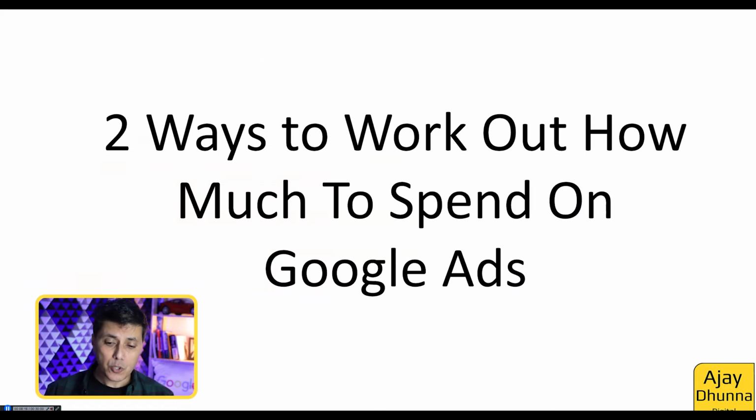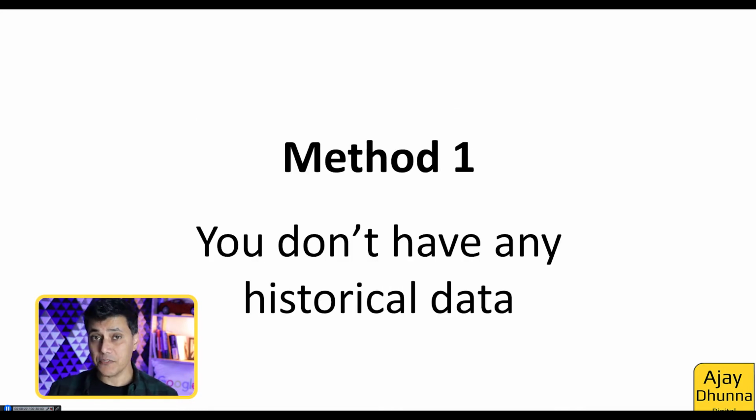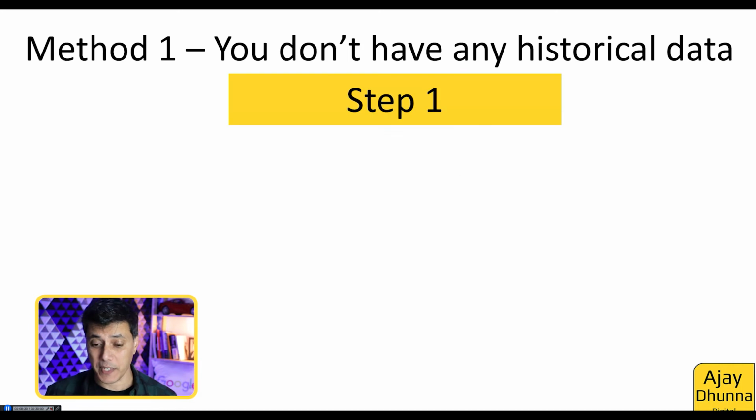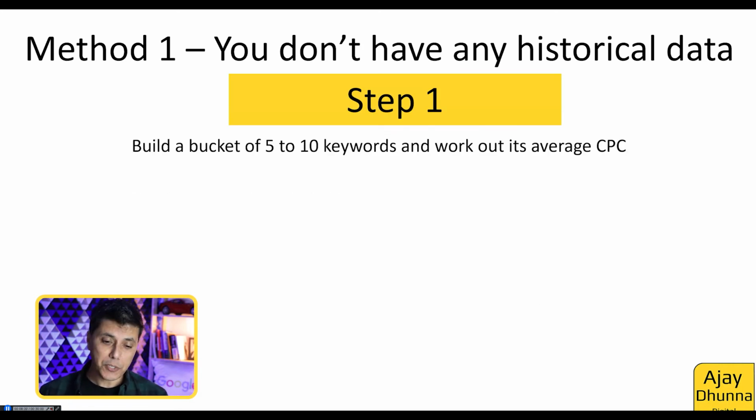Okay, so there are two ways on how we can work out how much to spend on Google Ads. Okay, first one, if you've got no data at all, right? So you're completely blank and you want to work out, hey, how do I get started? What is it going to cost me? Okay, how much do I need to spend? Okay, so what you do is you first build up a bucket of keywords. What are keywords? Keywords are the words that you want to be found for. What are people going to be typing into Google to find your products or services?